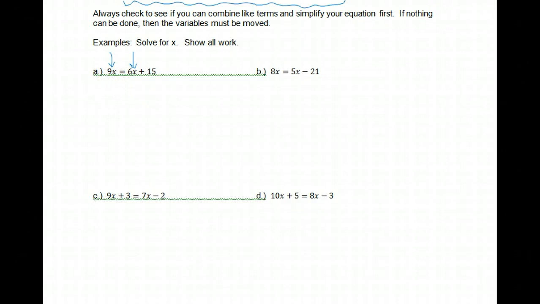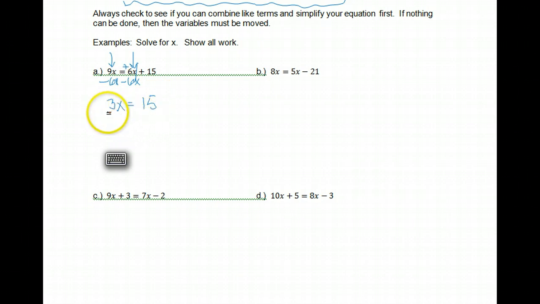Now, our 6x is a positive 6. Remember that positive numbers are like additions. So to move an addition, we will use subtraction. So we are going to subtract 6x from both sides of the equation. 9x minus 6x makes 3x. On the right-hand side, 6x minus 6x made 0. They cancel each other out, and we're left with a positive 15. So we have 3x equals 15.